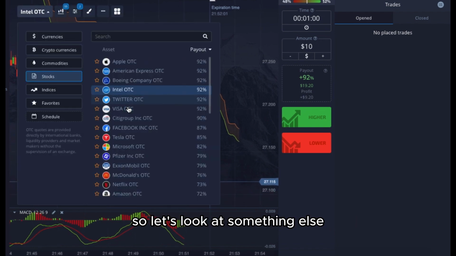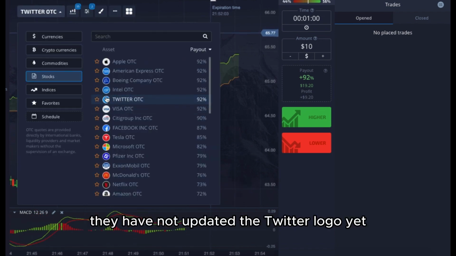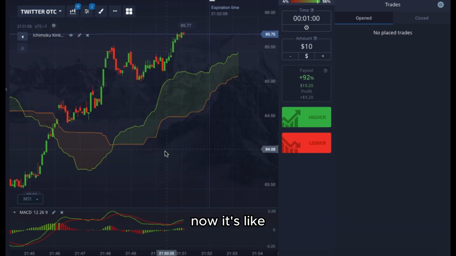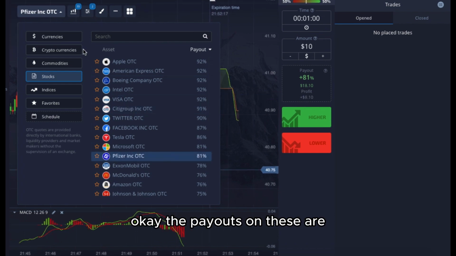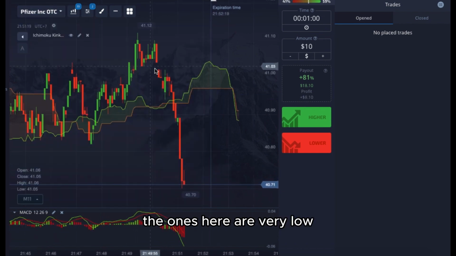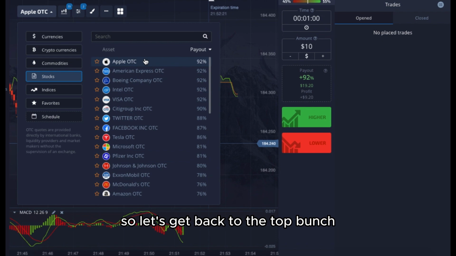So let's look at something else. They have not updated the Twitter logo yet. Now it's like an X, right? This one is very thin. Okay, the payouts on these other ones here are very low. So let's get back to the top bunch.